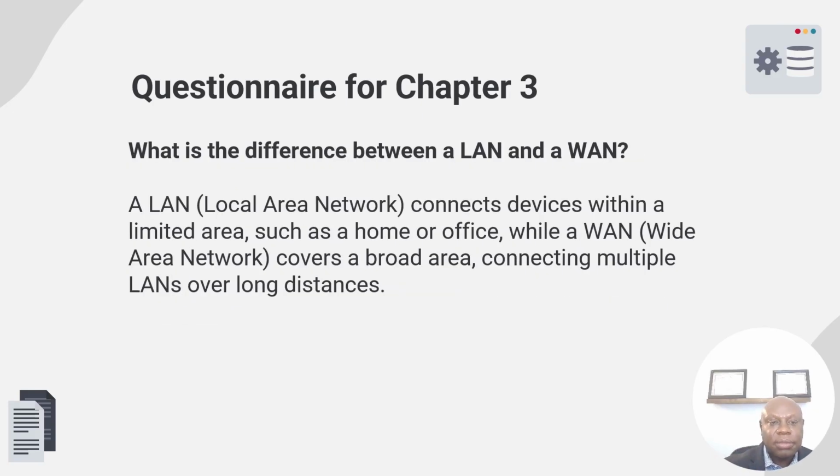What is the difference between a LAN and a WAN? A LAN is a local area network. It connects devices within a limited area, such as your home office, while a wide area network covers a broad area, connecting multiple LANs over a long distance. So you might have 4 offices, 5 offices, and that's where a WAN comes into play. LAN is mostly doing that in your home. You'll buy a network router or something like that, and then you'll just use a LAN to connect all those systems within your home. Again, wireless will do the same thing.